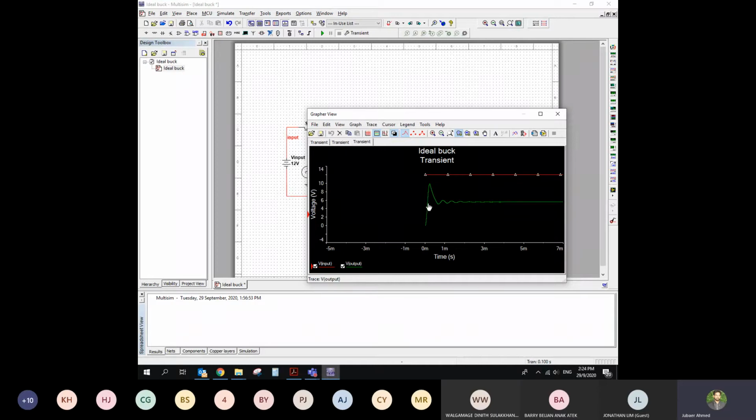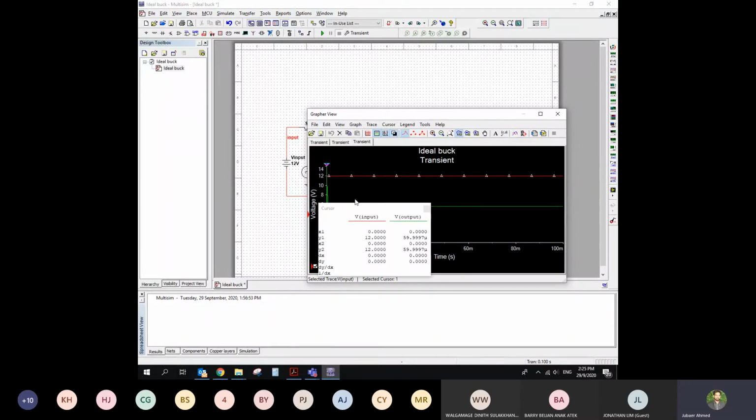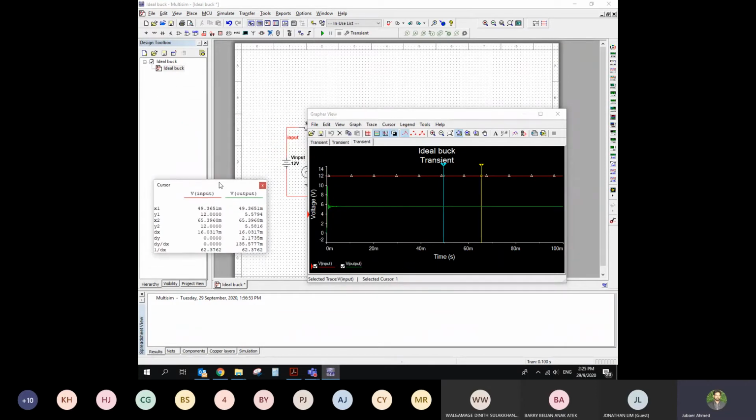It depends mainly on the value of the inductor and the capacitor. But in steady state, it's already settled down, so that's fine. Let's put some cursors here. There are two cursors. This is my cursor number 2, and this is cursor number 1, so I can check two outputs.